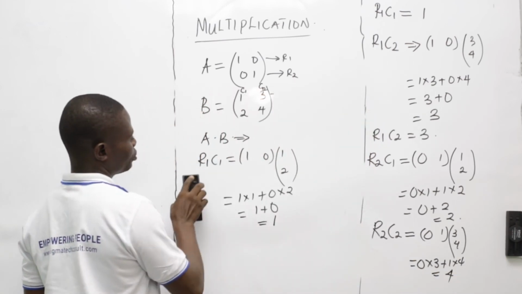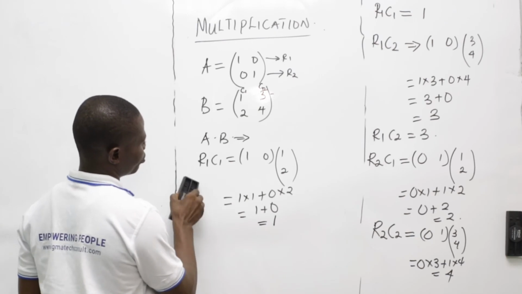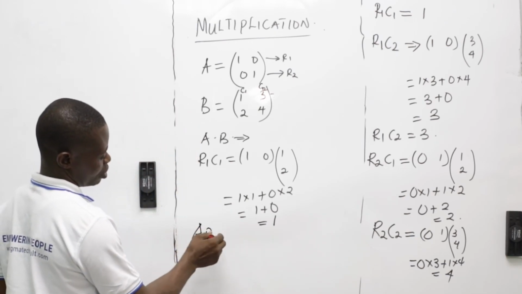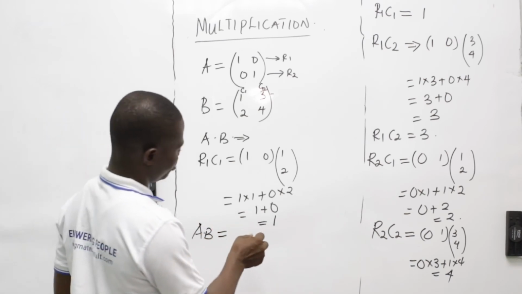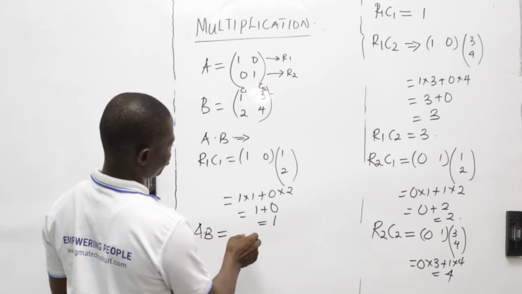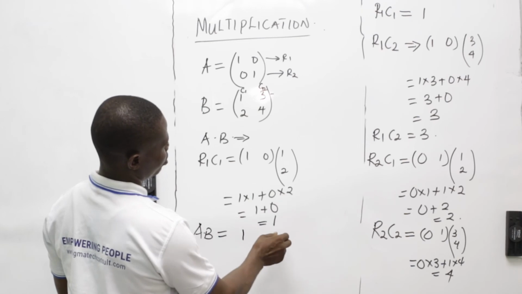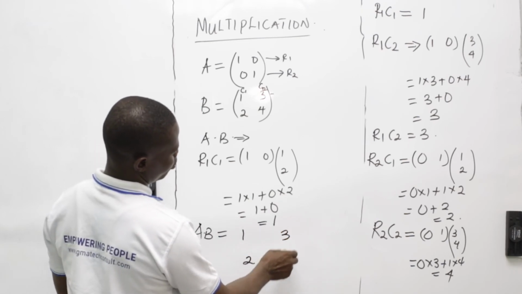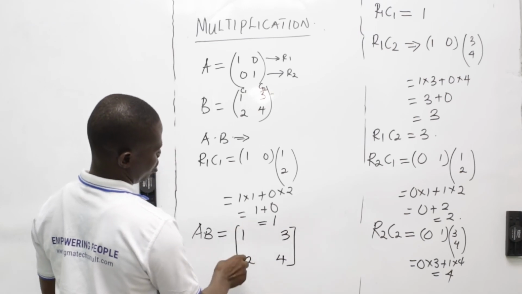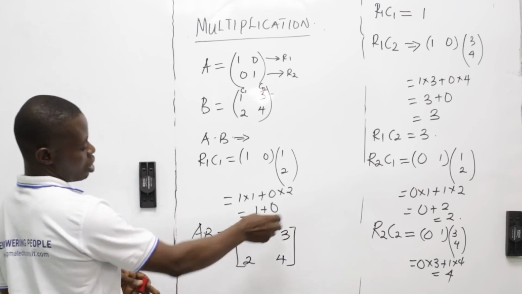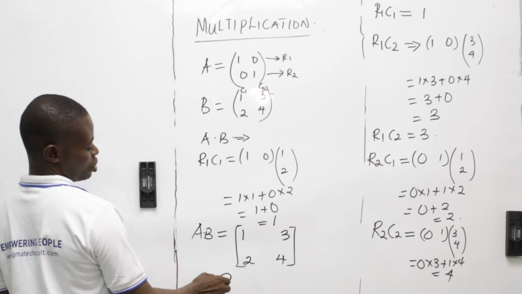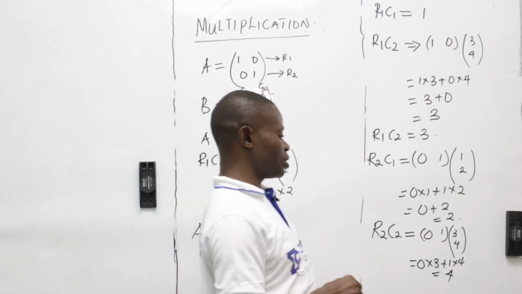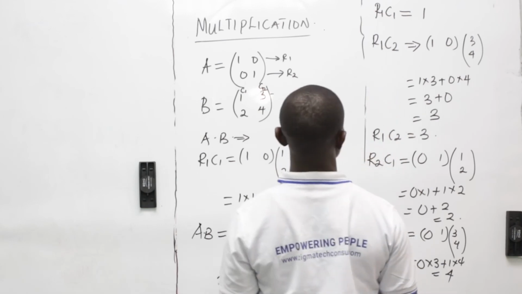Therefore, the matrix AB equals 1, 3, 2, 4. The order of this matrix is what? 2 by 2. So the order of the matrix is 2 by 2.